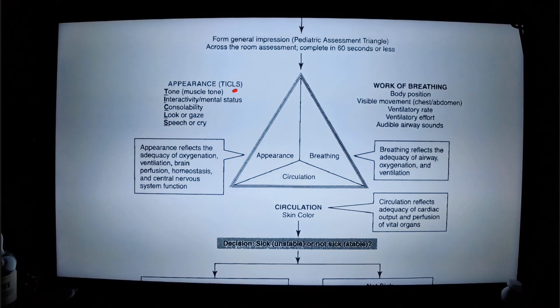So now here we go. This is the little acronym we use. TICLS. Tone, interactivity, mental status, consolability, which means, can the parents calm down the patient? Look, gaze, speech, or cry. So this, I'll give you a pointer. Do not touch the patient or get too close without doing this first.